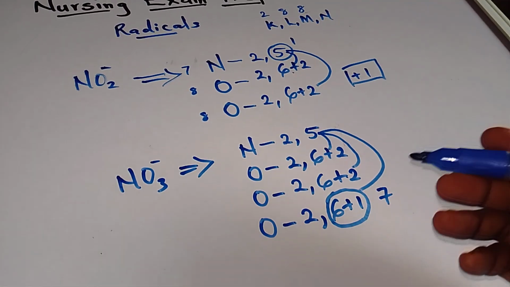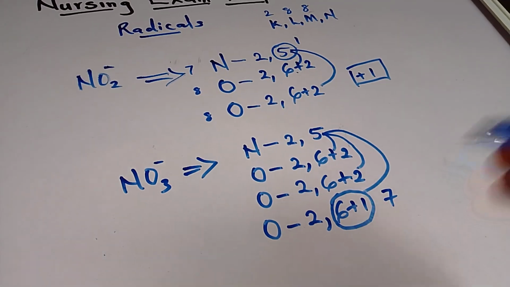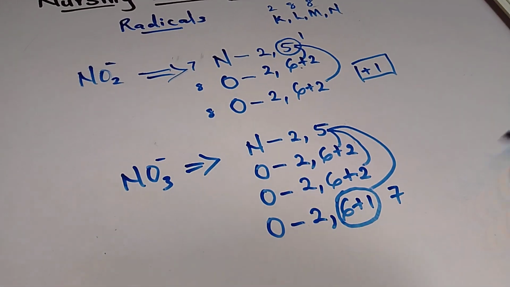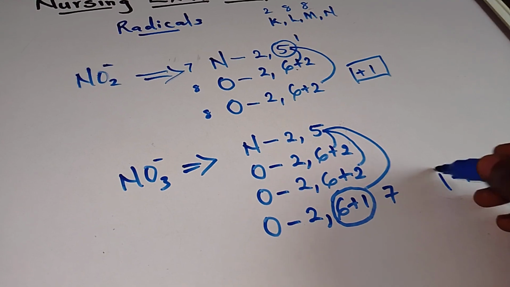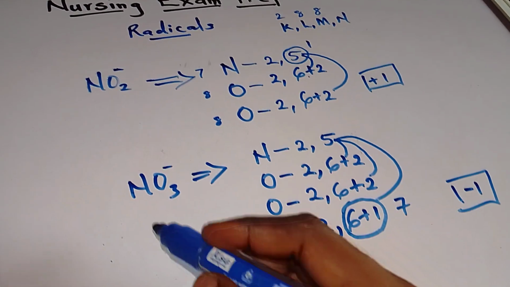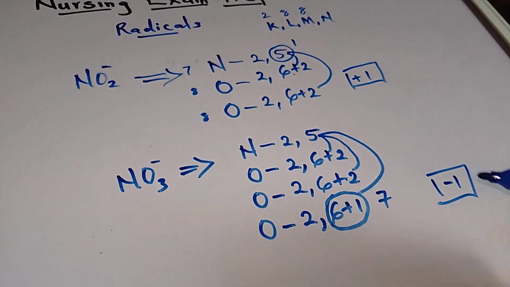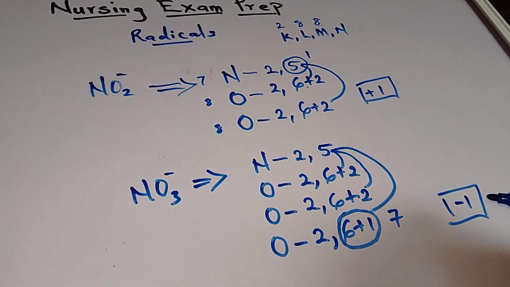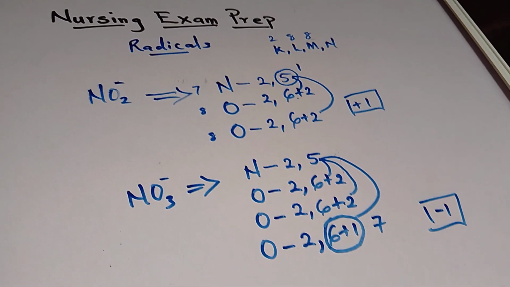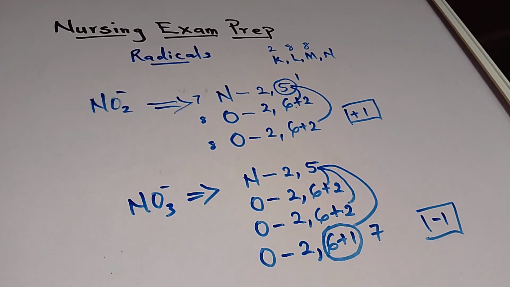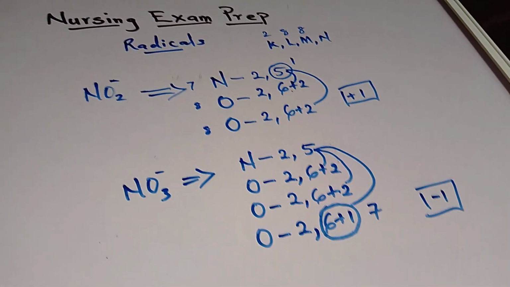So we are going to borrow 1 electron, and when you borrow an electron, you become negatively charged. So that means if we borrow 1 electron, that shows that this radical has a valency of minus 1. So the radical has a valency of minus 1.